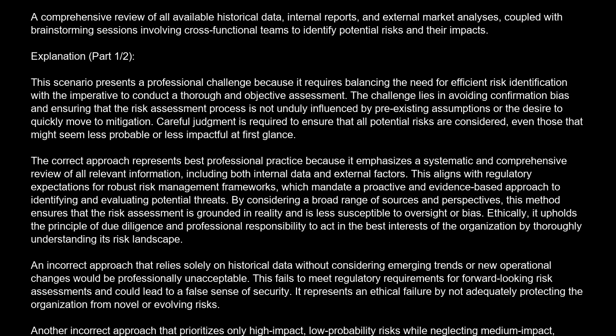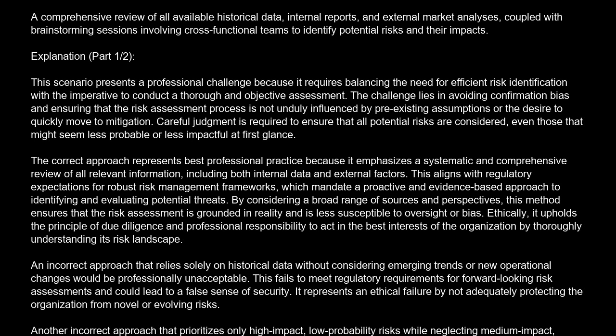The correct approach represents best professional practice because it emphasizes a systematic and comprehensive review of all relevant information, including both internal data and external factors. This aligns with regulatory expectations for robust risk management frameworks, which mandate a proactive and evidence-based approach to identifying and evaluating potential threats. By considering a broad range of sources and perspectives, this method ensures that the risk assessment is grounded in reality and is less susceptible to oversight or bias. Ethically, it upholds the principle of due diligence and professional responsibility to act in the best interests of the organization by thoroughly understanding its risk landscape.